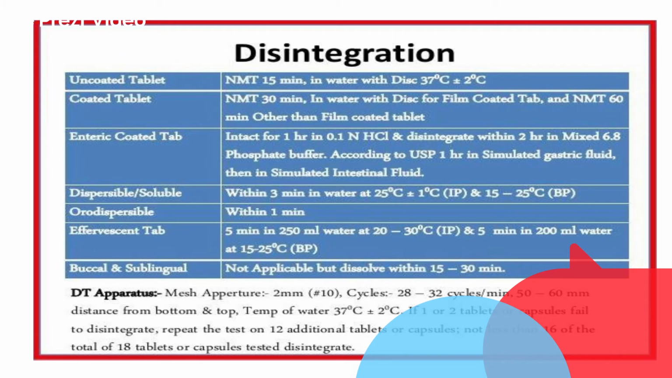As I've mentioned, the mesh size used is number 10. The cycles permitted are 28 to 32 cycles per minute, with 50 to 60 mm distance from bottom and top. The temperature is 37 degrees Celsius. Now, what is the acceptance criteria?